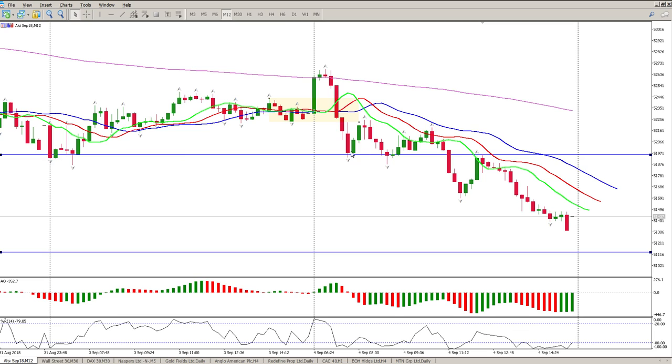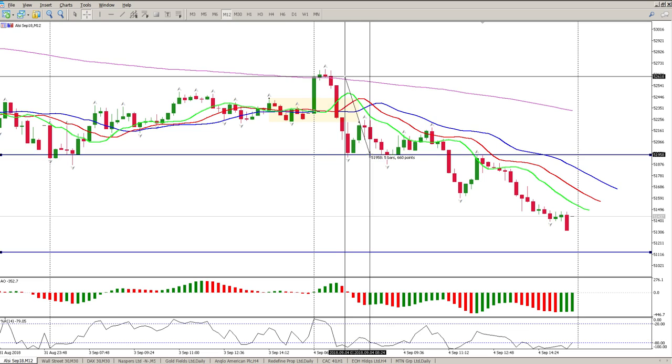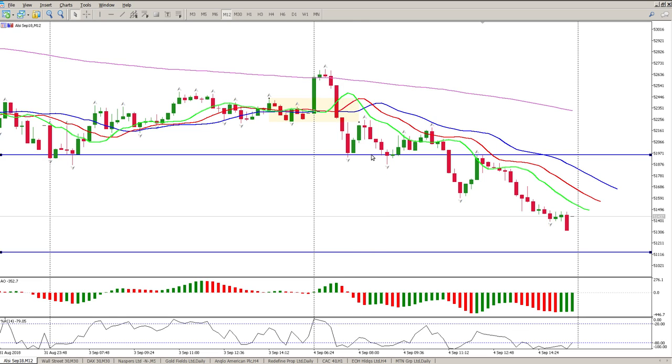We got down to this bottom level, and then we tested it a second time, and this would have been an area for me to get out. Okay, so get out of my shorts here. That was already a very nice trade of 600 odd points.